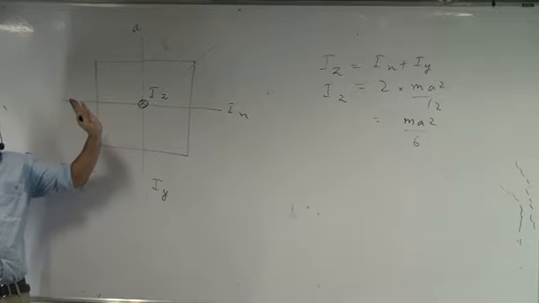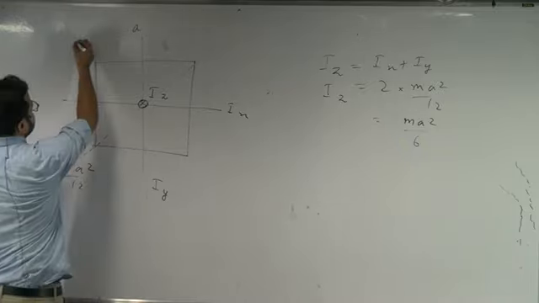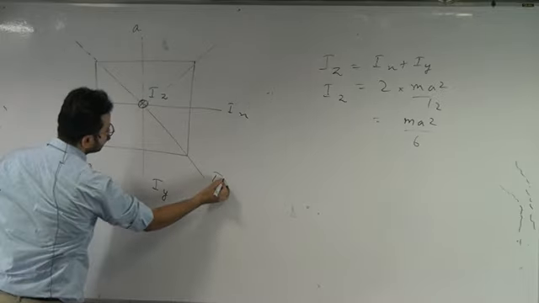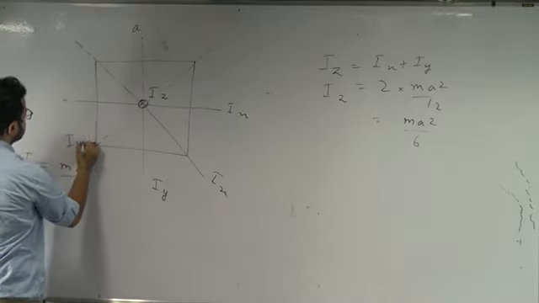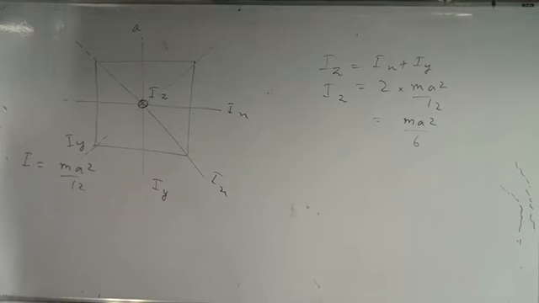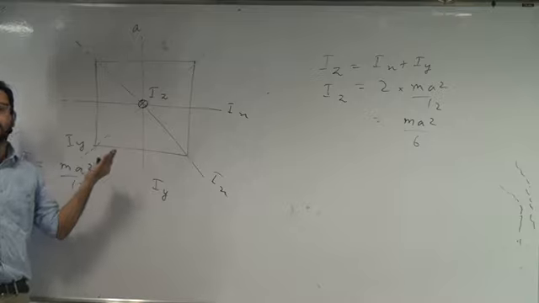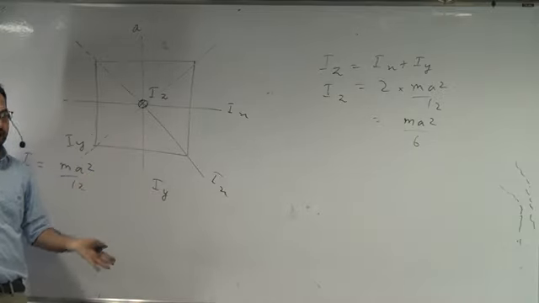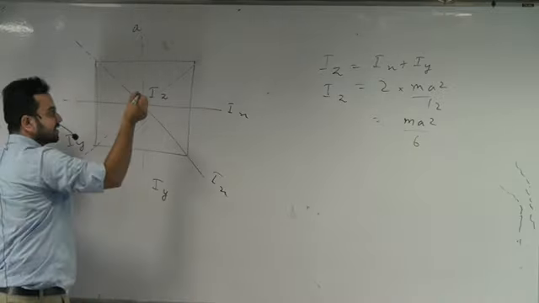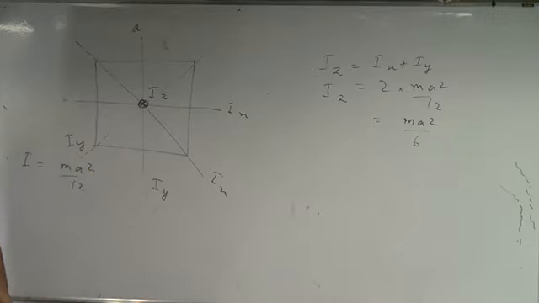So Iz we know already. Now what we can do is, we can choose this as Ix and we can choose this as Iy. Can we do that? Why can we do that? Because they are perpendicular to each other in the plane also. ठीक है. So what is this Iz? Iz is still perpendicular to both these axes. तो फिर से लगा सकते हैं Iz is equal to Ix plus Iy.